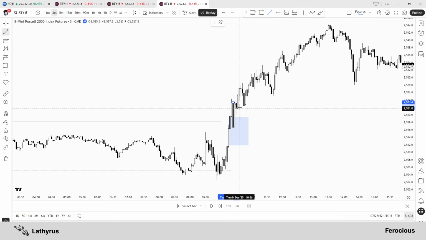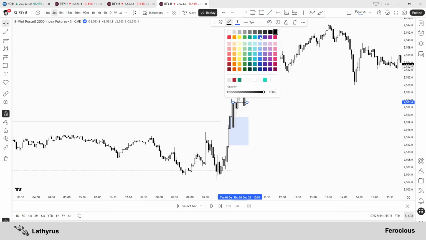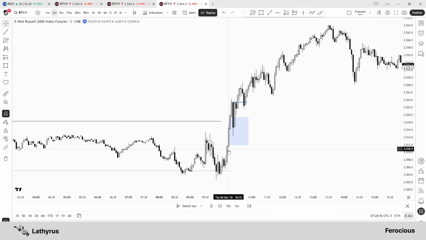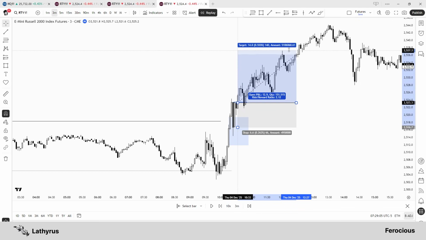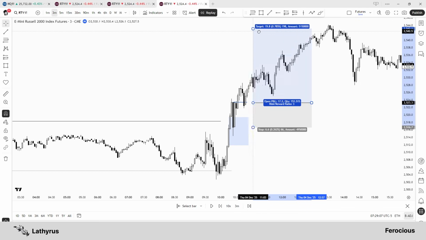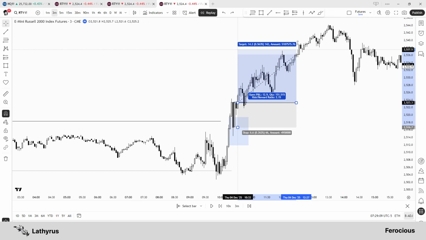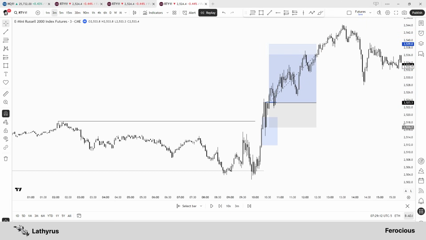So again, I traded this order block here. So I was monitoring this high, we traded to the high, we retraced, and we formed a continuation and traded the continuation here for like 2.5R to here. So that was a good trade.